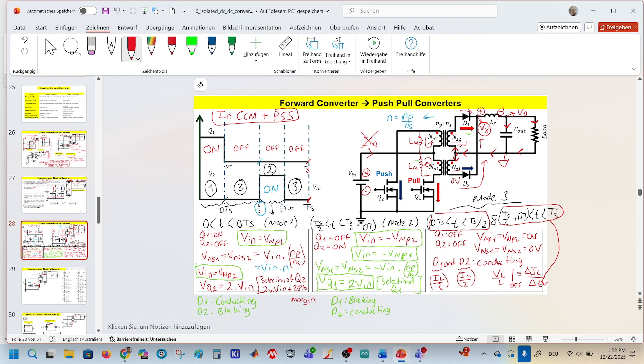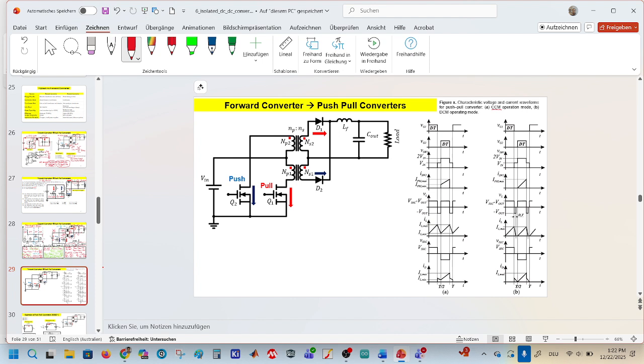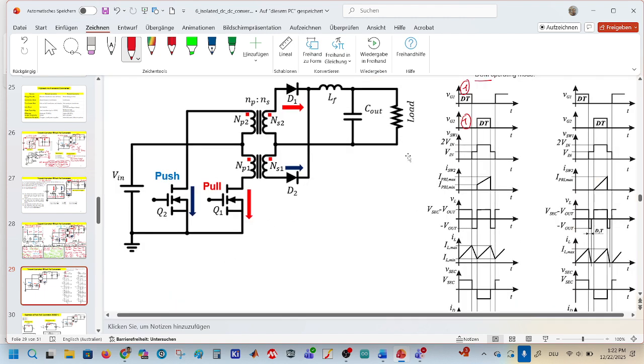And here is the comparison of CCM and DCM operation modes. This is Q1, mode 1. Maybe we can zoom in. And this was mode 3. And then this was mode 2. And then again, we have mode 3.